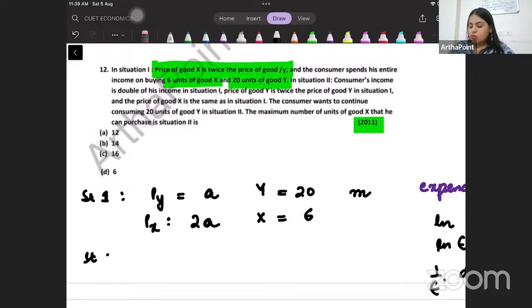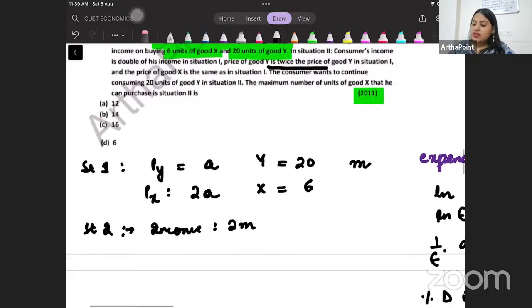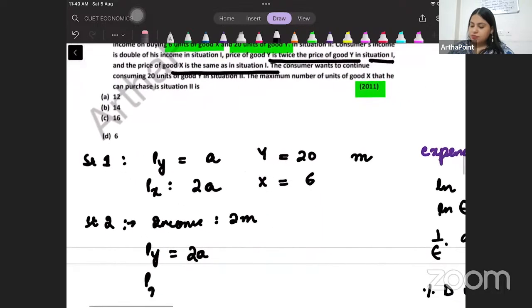In situation 2, income will be 2M. Price of good Y is twice the price of good Y in situation 1. So price of good Y is 2A. Right? It has doubled. And price of good X is same in situation 1. So price of good X is same. That means it is same as situation 1. So 2A. Right? Okay, continue.